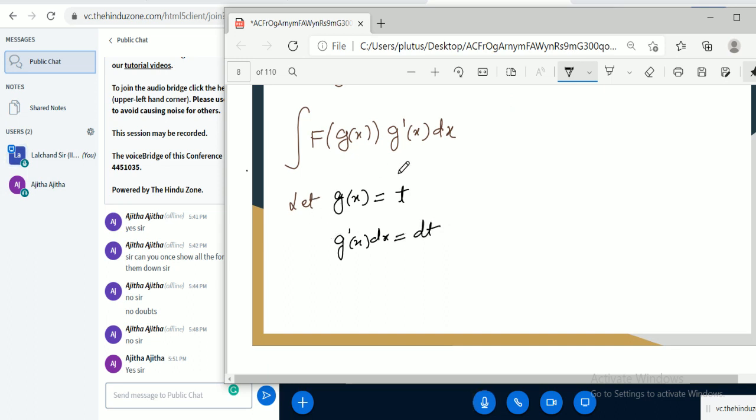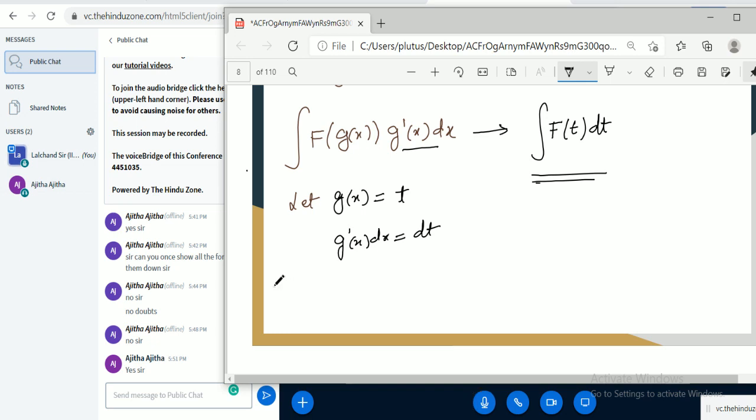Now if we make this substitution in this equation, then it will be transformed into the integral of f(t) dt. Now I think this will be some basic form of a known integral form. If this is some basic form, then we can integrate this simply. Okay. So this is the integration by substitution.